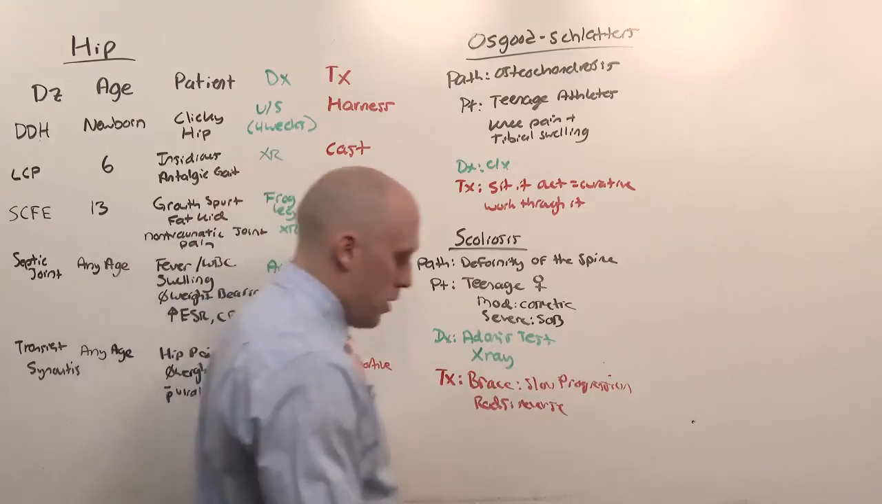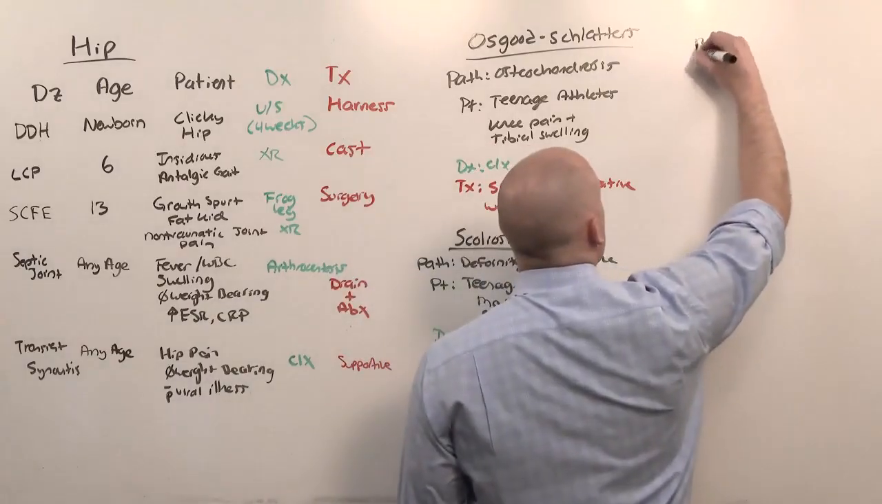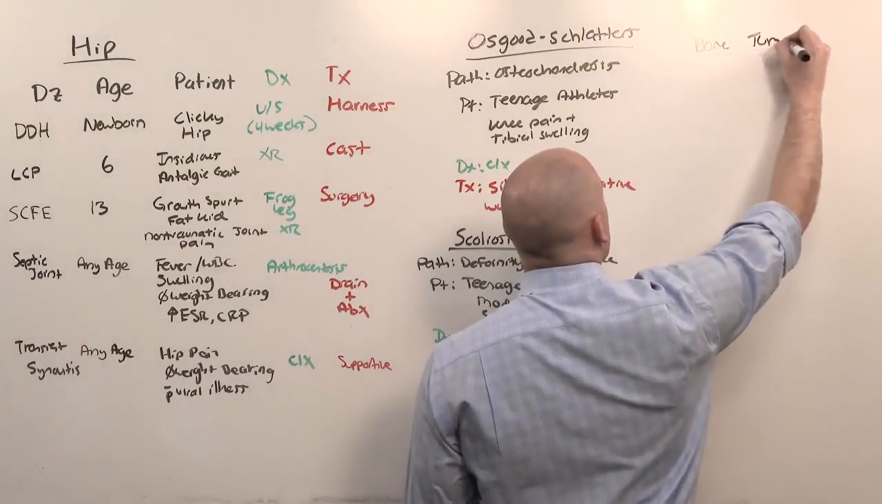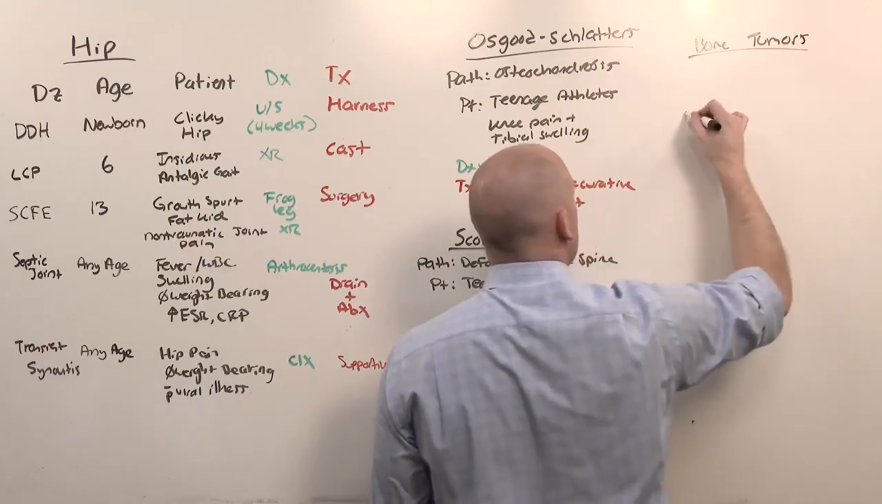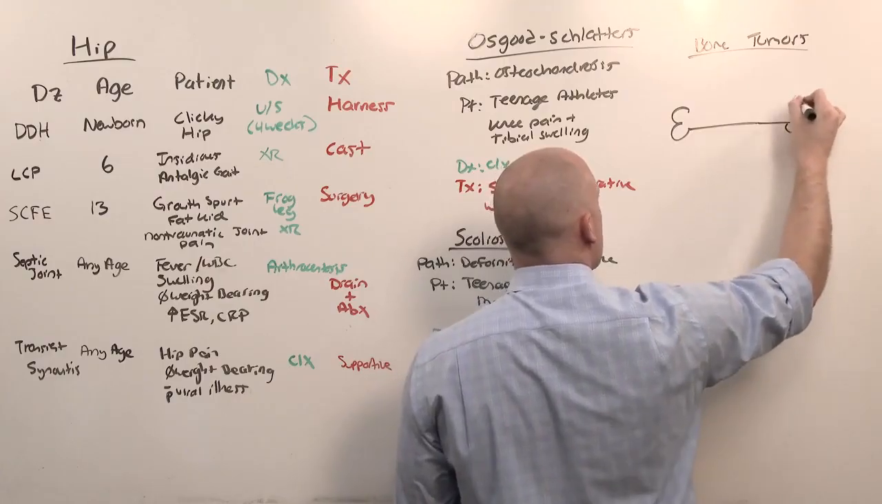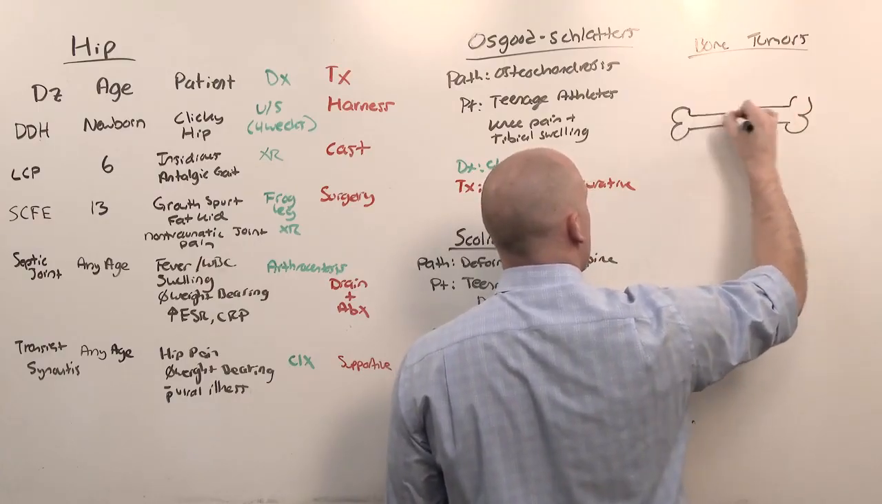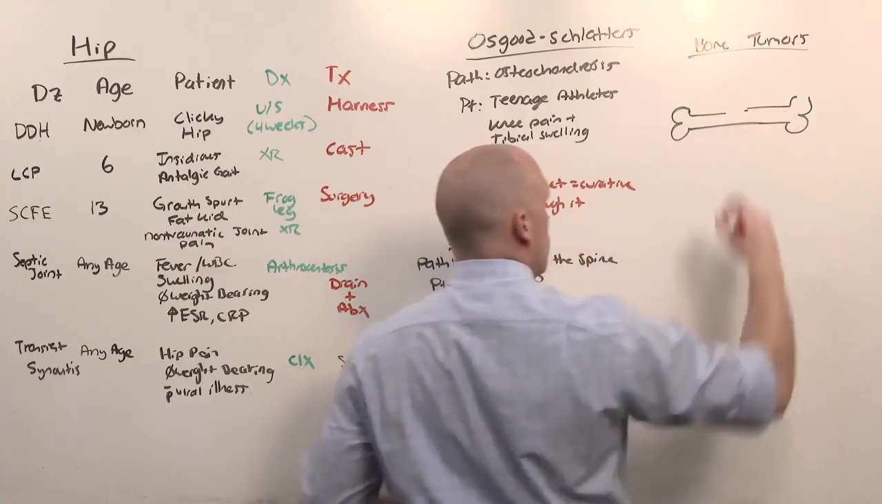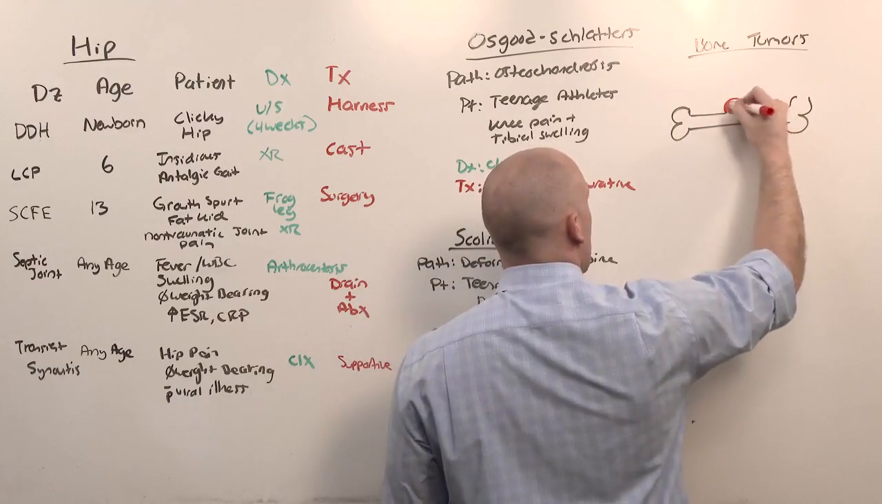We have to talk a little bit about cancers of the bone. And there are two you have to know. And you can pretty much separate them out based on their location on the bone and their X-ray appearance. The two you have to know about are Ewing sarcoma and osteosarcoma.